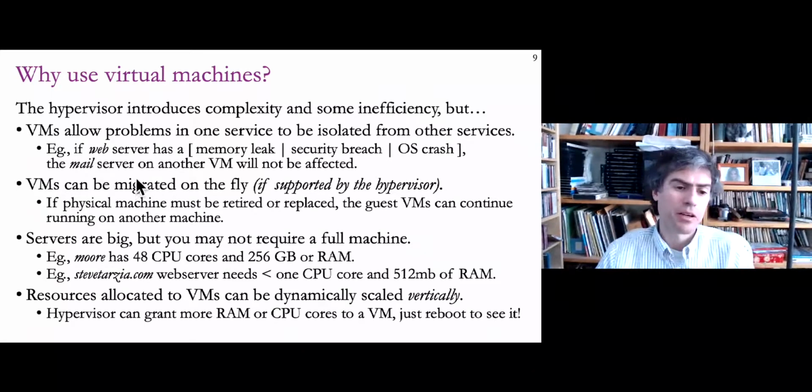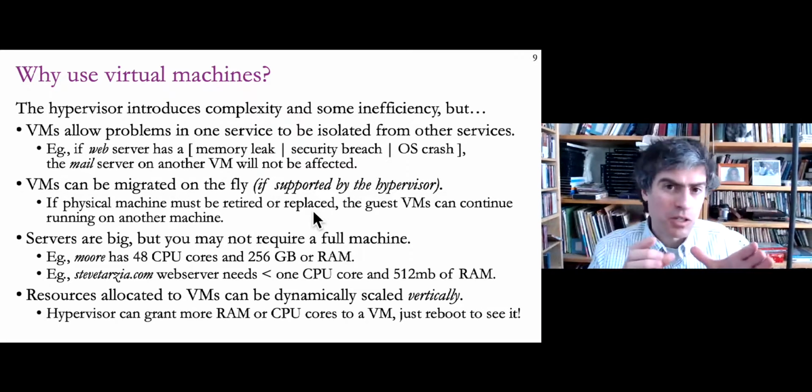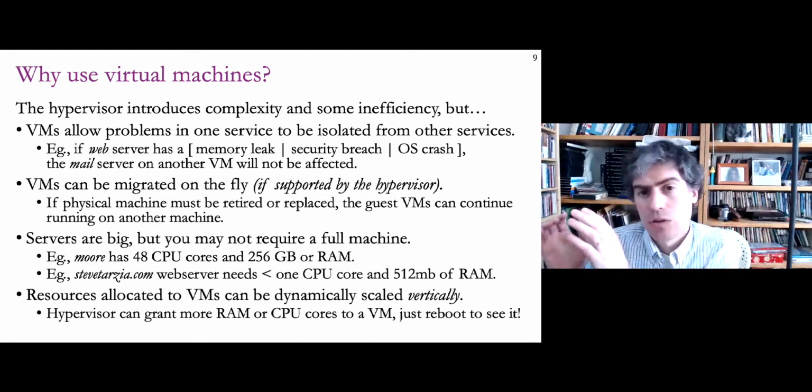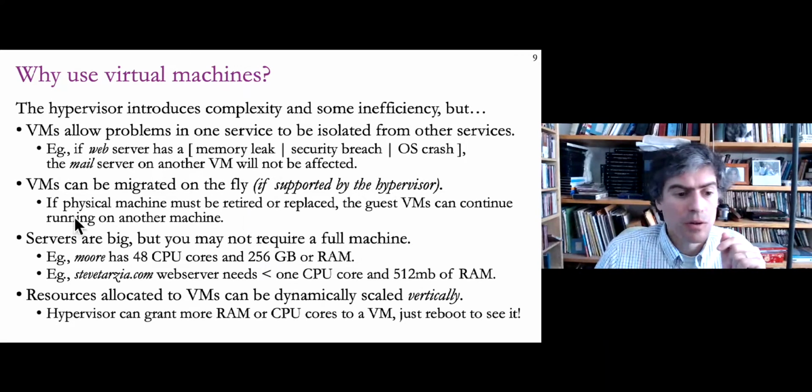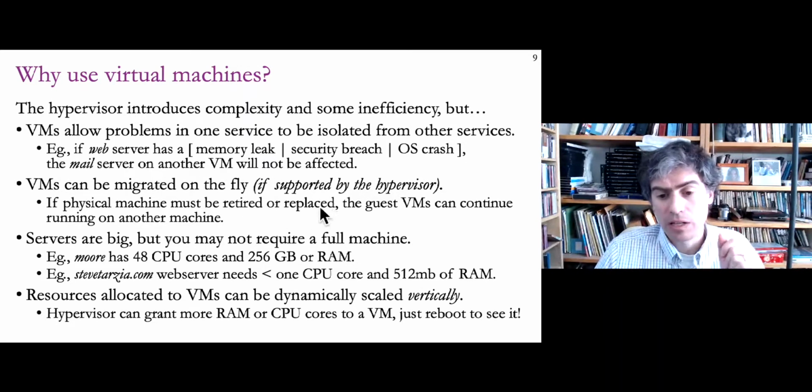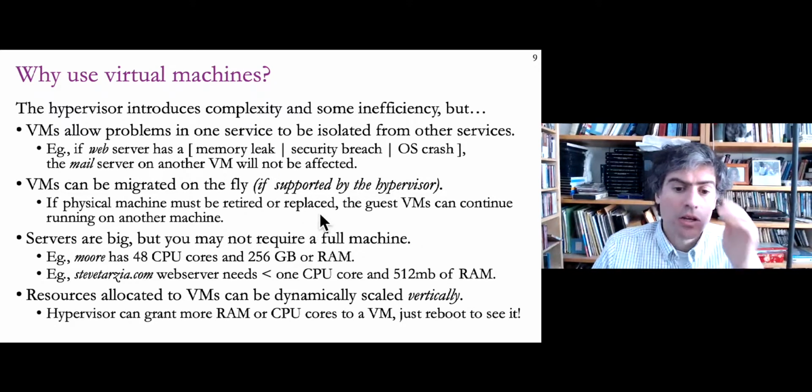Another big benefit here is that we can migrate these virtual machines on the fly. Some hypervisors don't support this, but the most important ones do. What I mean by migration is that we can take a virtual machine that's running on one physical machine and move it quickly to another physical machine. For example, if the physical machine has to be replaced or retired or upgraded, there's some maintenance that has to happen on that physical machine, you don't have to interrupt the user.